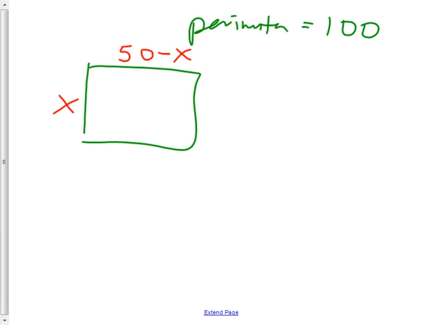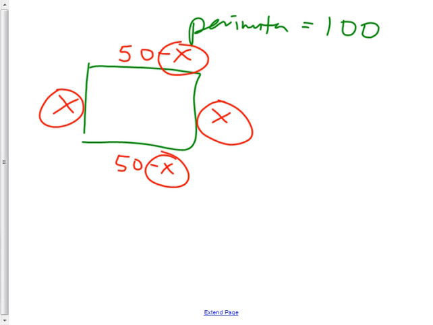How would you be sure you were right? See if they all add up to 100. So if I add all the sides together, you get 2x, and this will take away the 2x's, and then the 50 and the 50 will make 100, so it works. Yay. So x and 50 minus x are the two sides.